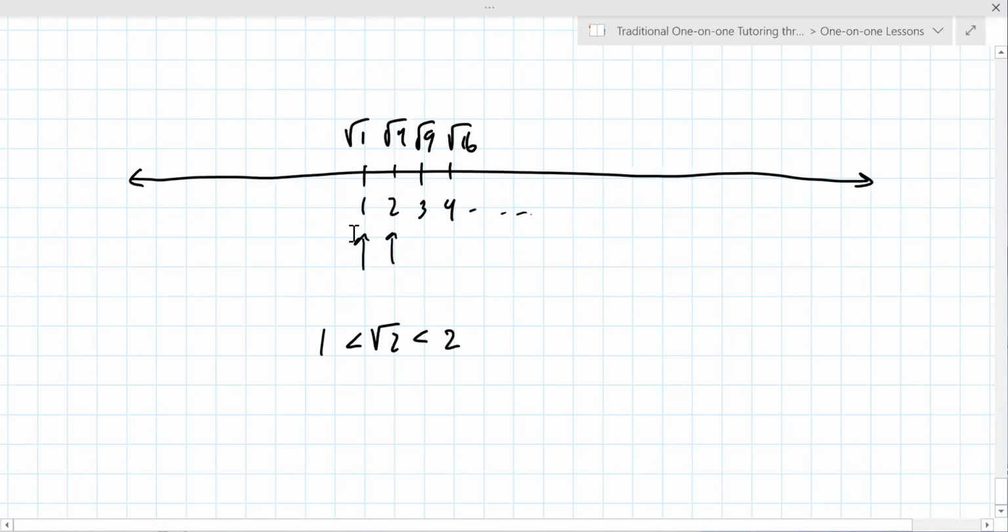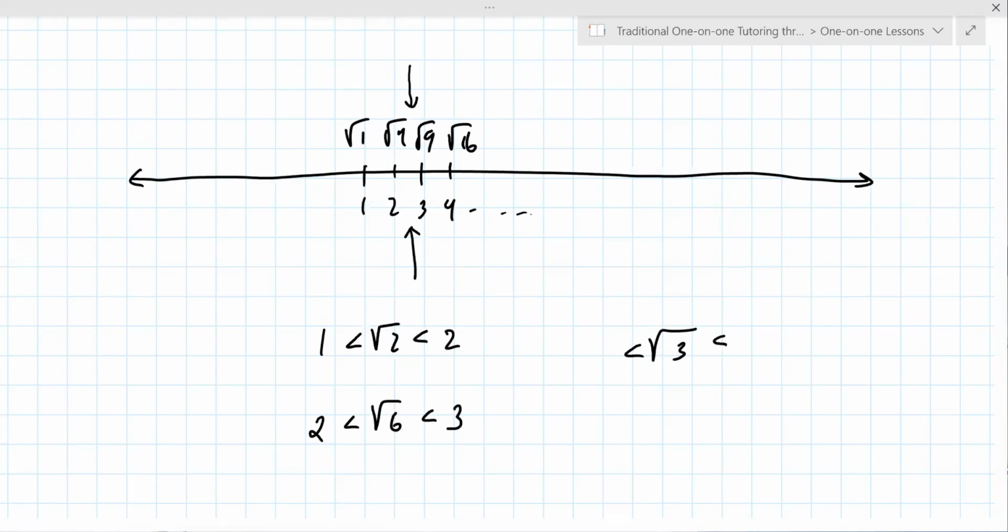We want the whole number side. Okay, so what about the square root of 6? Which 2 whole numbers does it fall between? Well, the square root of 6 is here. So it falls between 2 and 3. How about the square root of 3? What 2 numbers does it fall between? I'm basically asking you to look up here at 1 and 2. It falls between 1 and 2.